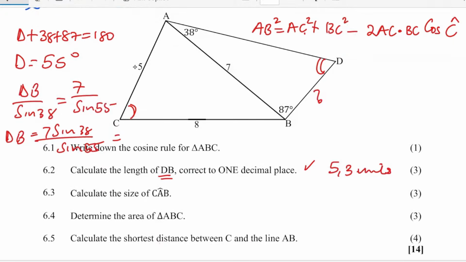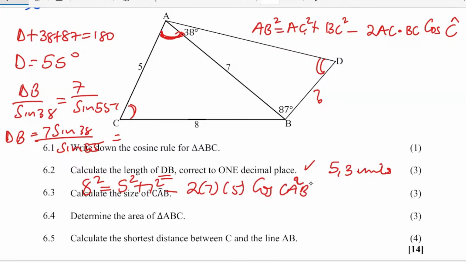Then they want the size of CAB. CAB for 3 marks, which means we're going to have to use the cosine rule. Okay, so if this is what we have, and then we can say that the CB squared, which is going to be 8 squared, should be equivalent to the 5 squared plus the 7 squared minus 2 times 7 times 5, the cos of the CAB that we want.